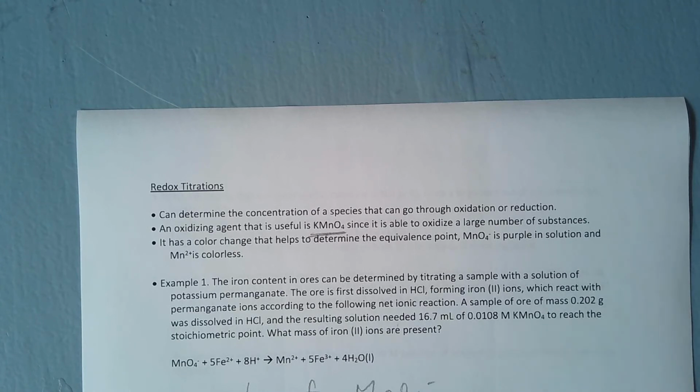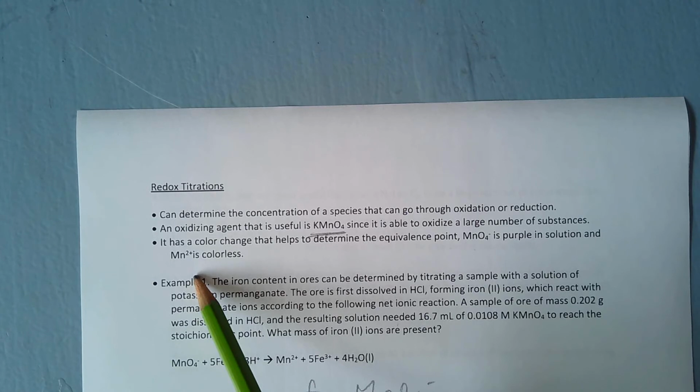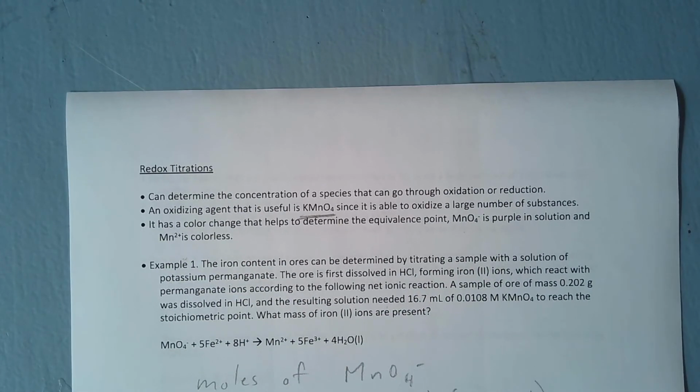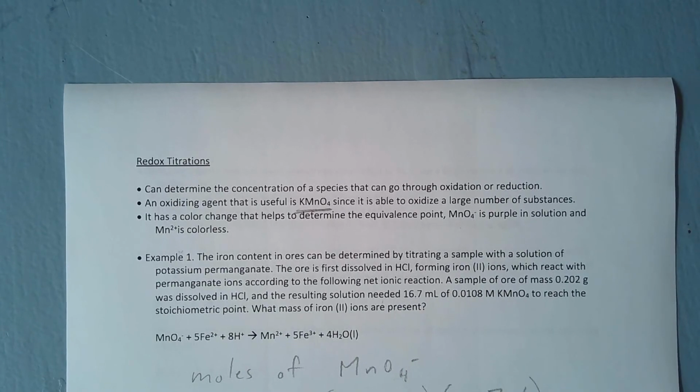It oxidizes many things, and it's got two different color changes for the permanganate versus the manganese 2 plus. Okay, so purple versus colorless. So let's look at an example here. Now, the main thing here is you've got to make sure that your reaction is balanced.